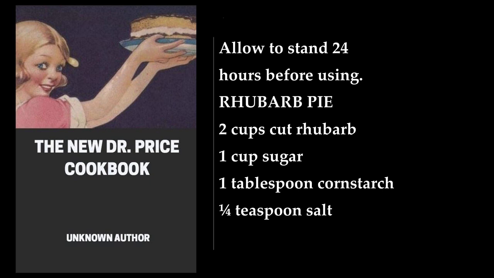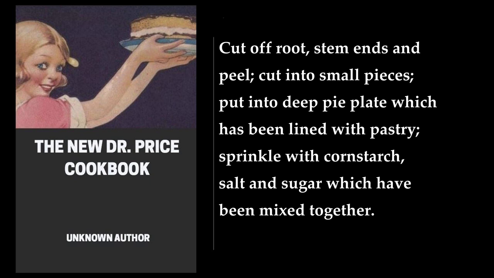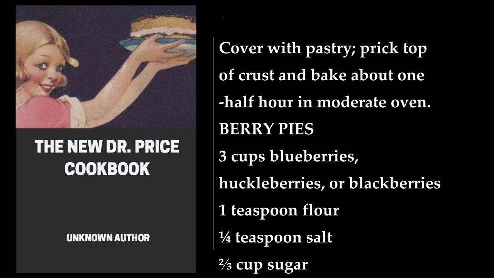Rhubarb pie. 2 cups cut rhubarb. 1 cup sugar. 1 tablespoon cornstarch. 1/4 teaspoon salt. Cut off root and stem ends, and peel, cut into small pieces, put into deep pie plate which has been lined with pastry. Sprinkle with cornstarch, salt and sugar which have been mixed together. Cover with pastry, prick top of crust and bake about 1/2 hour in moderate oven.